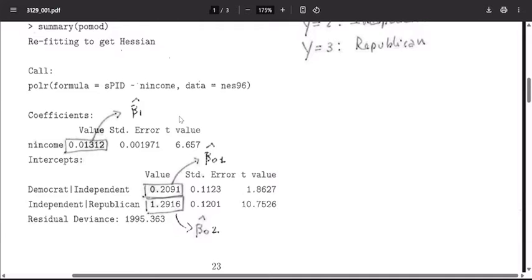But let me tell you this. If you look at the way it reports, it's actually going to compare one at a time. You can see Democrats against Independent, Independent against Republican. Now, it's doing that in an ordering way. Take a look at this. We look at Democrat with respect to Independent, and the next is Independent with respect to Republican.